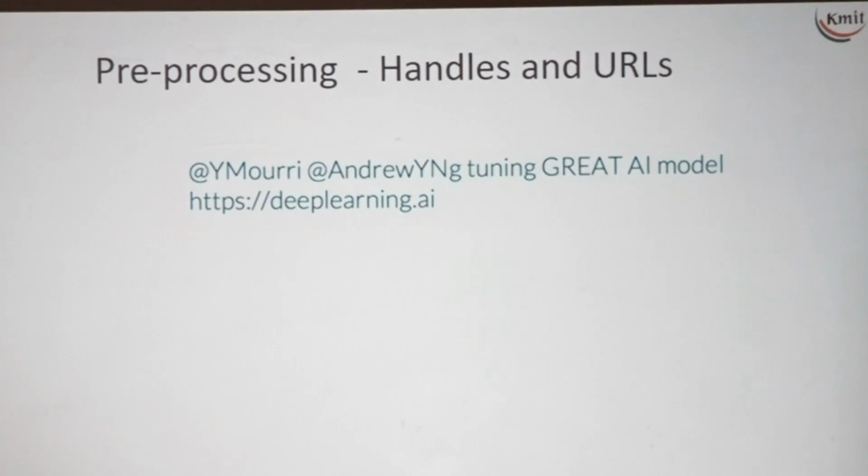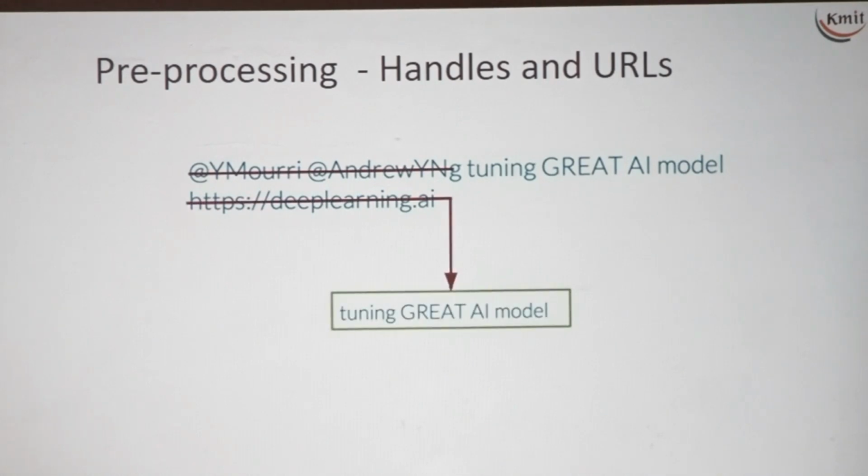URLs are there in my tweets. Do I need the URLs to find out what sentiment it is having? Not required. Handles and URLs are to be removed. That's what I am doing now. The sentence starts with the at the rate sign. Handles are not required and the HTTP URLs are not required. That also has to be removed. So I am going to get left with tuning great AI model. From this, I am getting this processed tweet. Tokenization not yet done.